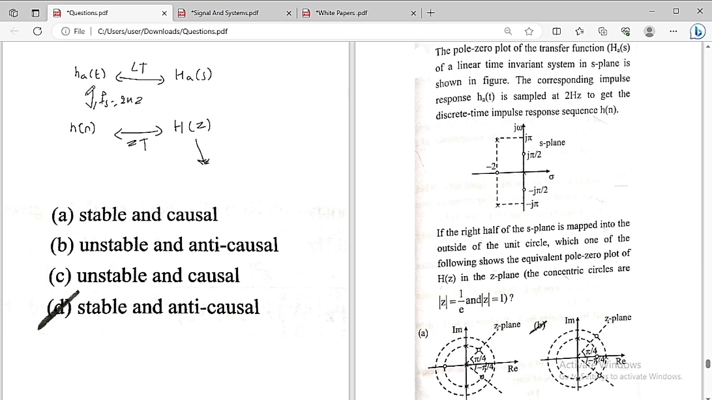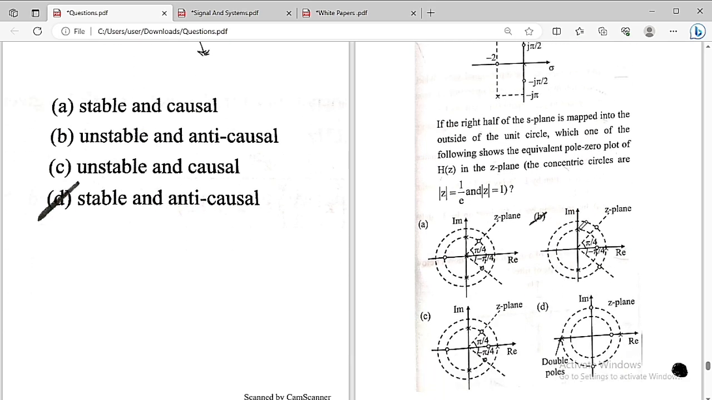So listen carefully. h(t) is the time domain impulse response. I have the Laplace transform and I got H(s). For this, the poles and zeros are given in this S-plane. Now this impulse response I have sampled with a frequency of 2 Hz. Then I have converted this to the discrete impulse response h[n]. If I do the Z-transform, then I get H(z). Now what is the pole-zero plot of this H(z)? I want to figure out the corresponding poles and zeros in the Z-plane.